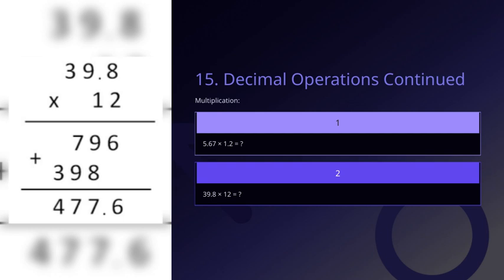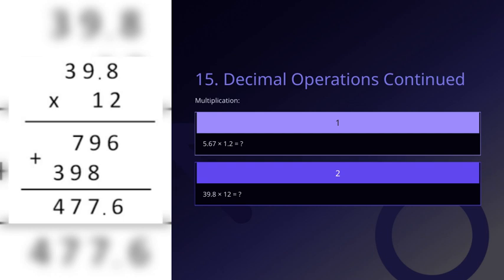Next, we have 39.8 multiplied by 12. This one is a bit simpler because 12 is a whole number, so we just focus on multiplying 39.8 by 12 directly. Remember, the key here is to carefully line up the numbers and keep track of where the decimal points go in the final answer.